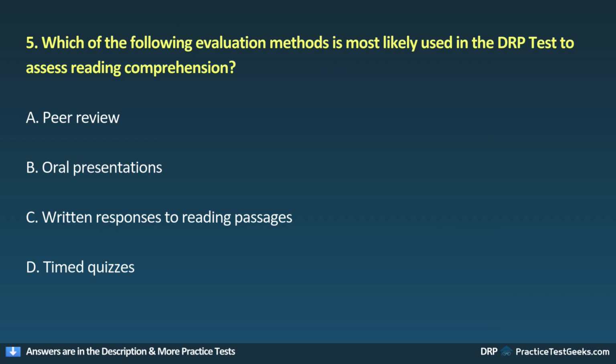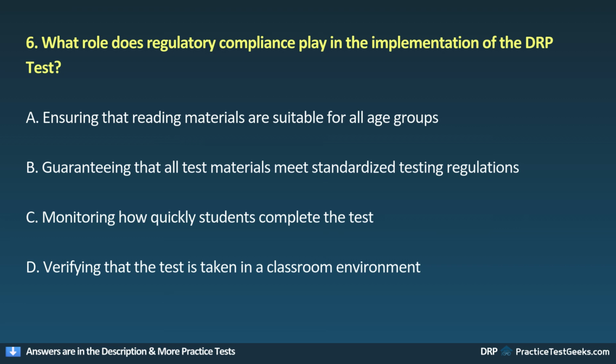5. Which of the following evaluation methods is most likely used in the DRP test to assess reading comprehension? A. Peer review. B. Oral presentations. C. Written responses to reading passages. D. Timed quizzes. 6. What role does regulatory compliance play in the implementation of the DRP test?